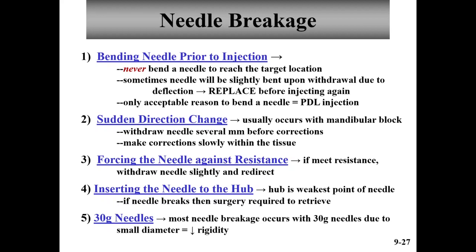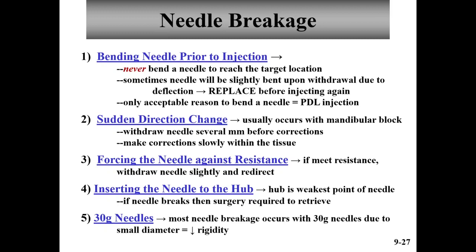Sometimes when you retract and pull a needle out, you'll see that it has a bend on it. That's okay. You didn't bend it. That can happen. That's what I'm talking about when I say a needle can deflect. That's deflection. If you have a needle that is bent, you want to replace it before you use that needle again, because now that shaft is weakened. And again, the only acceptable reason to bend a needle is if you're giving a periodontal ligament injection.